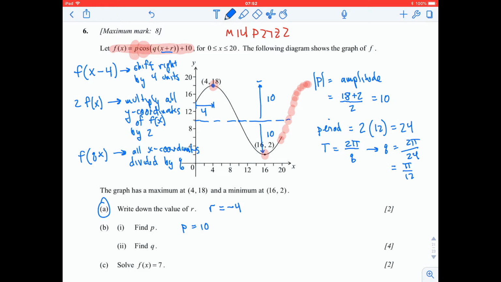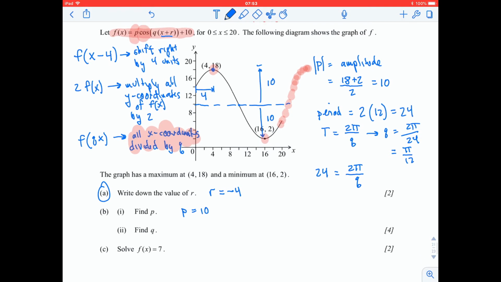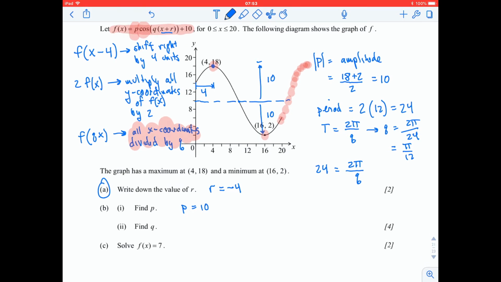The other thing that we could do is that we don't know the value of q, so what we could say is we know that the period is 24, and we know that has to be the original period of cosine, which is 2 pi, divided by some factor q. That's just coming from our knowledge over here related to transformations. So from that, we would get the exact same value, that q is equal to 2 pi over 24, which is pi over 12.